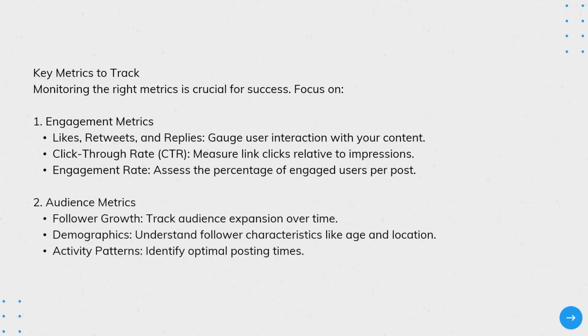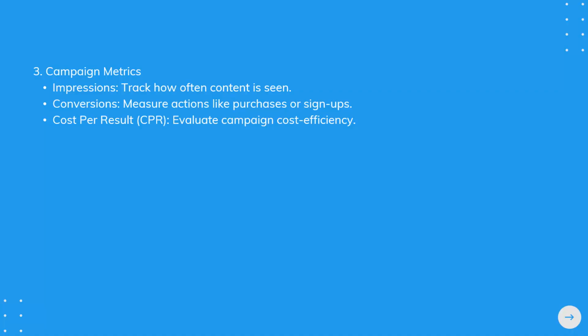2. Audience metrics. Follower growth, track audience expansion over time. Demographics, understand follower characteristics like age and location. Activity patterns, identify optimal posting times. 3. Campaign metrics. Impressions, track how often content is seen. Conversions, measure actions like purchases or signups. Cost per result, CPR, evaluate campaign cost efficiency.